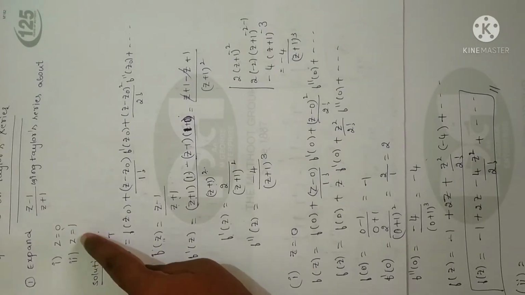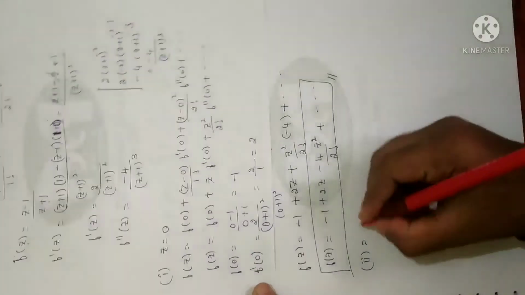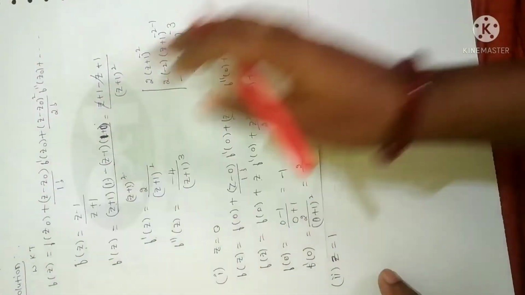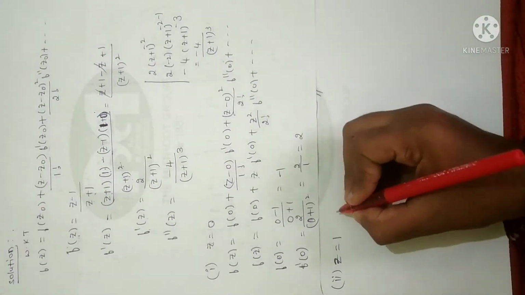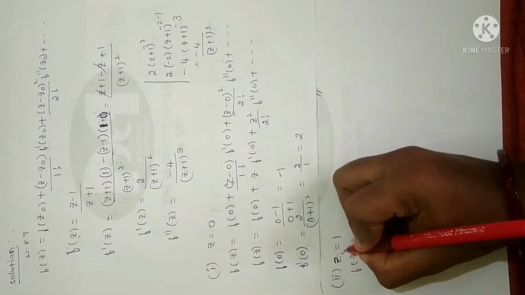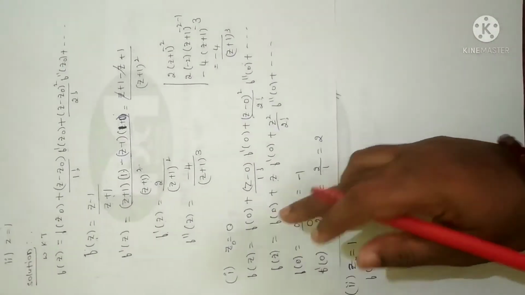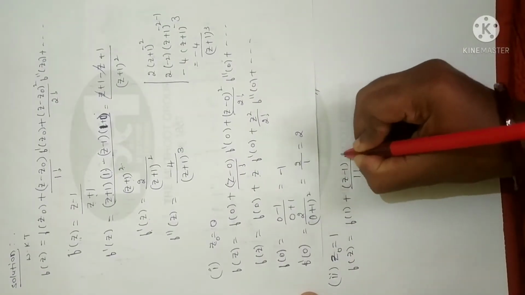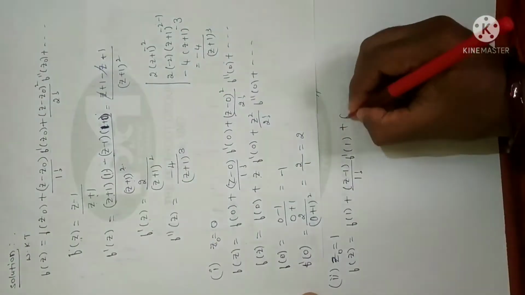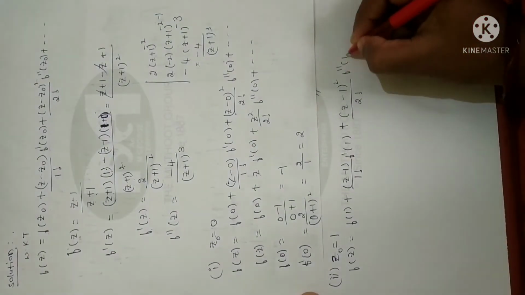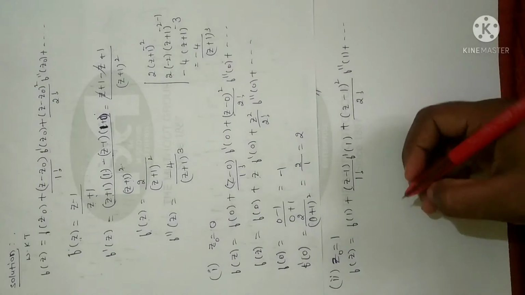Fine. So now we have to find about z is equal to 1. What I'm going to do is replace z naught with 1 in the standard expansion. See here, in the standard expansion I'll put z naught is equal to 1. So when you do that you will get f of z is equal to f of 1 plus (z minus 1) divided by 1 factorial into f dash of 1 plus (z minus 1) square divided by 2 factorial into f double dash of 1. So this is what we are required to find.